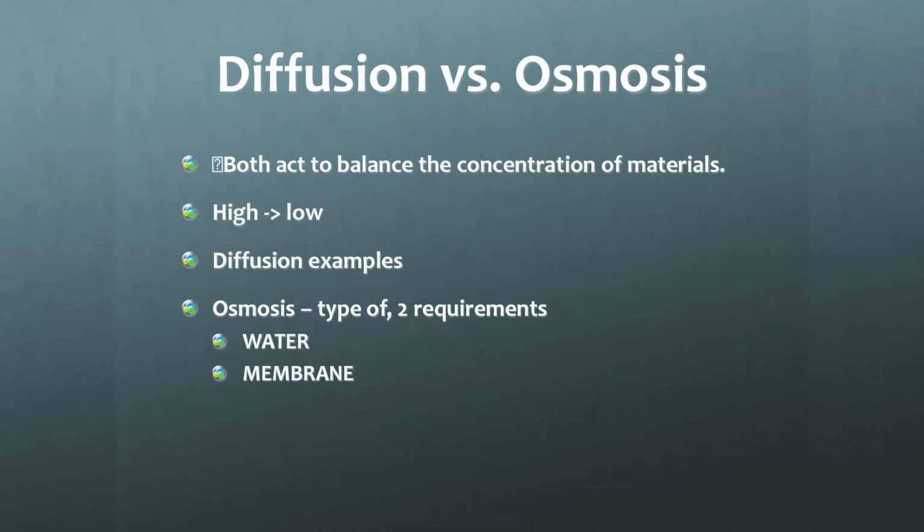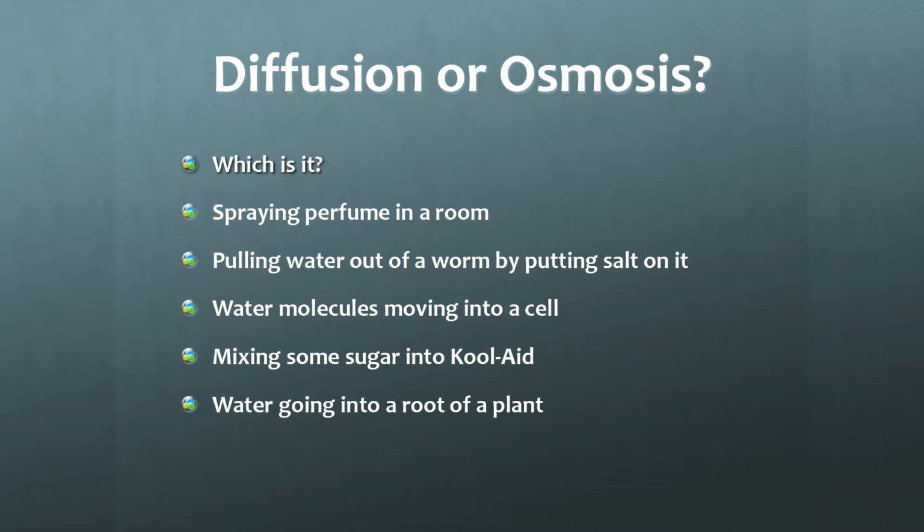Let's look at some examples. I have a series of scenarios. Your job is to decide whether it's diffusion or osmosis. So diffusion is they're just spreading out. Osmosis has to be water through a membrane. So which is it? Spraying perfume in a room? Diffusion.